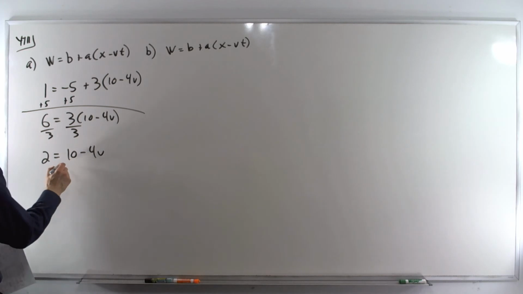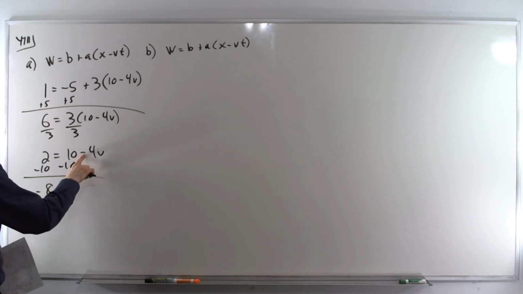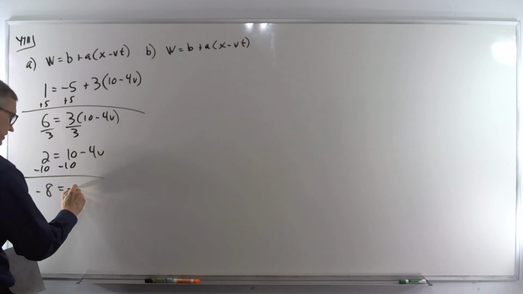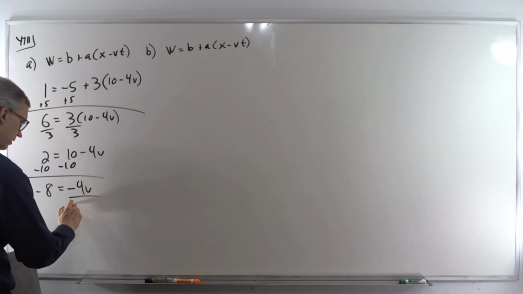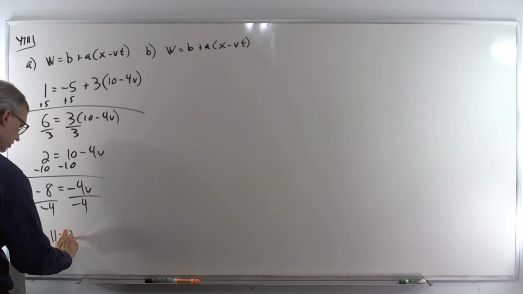Now let's subtract 10 from each side. So that's the negative 8 on the left. And over here, remember the negative sign stays with the term that follows it. So it's negative 4V. And finally, we'll divide by negative 4 to get V equals 2.